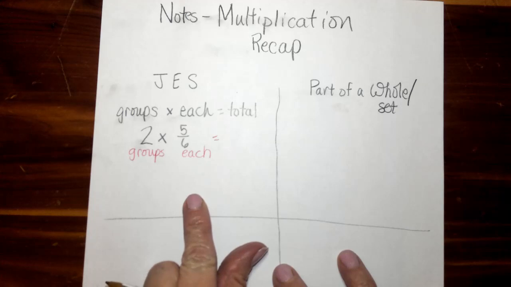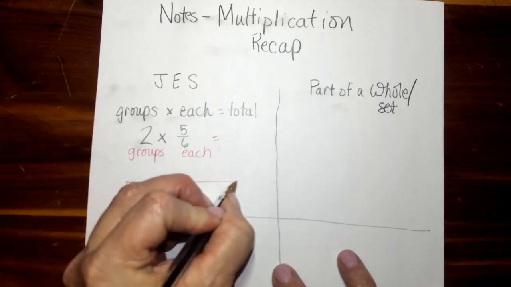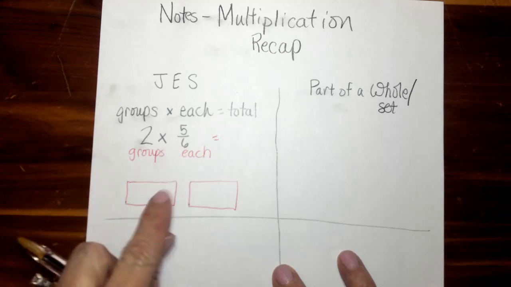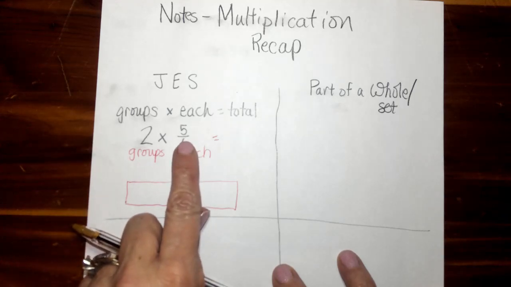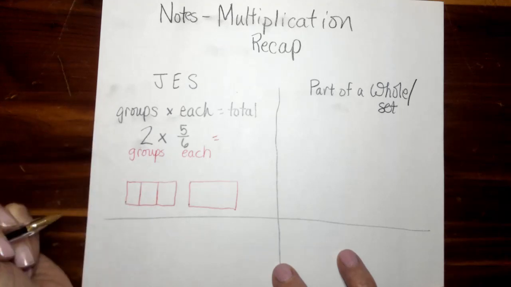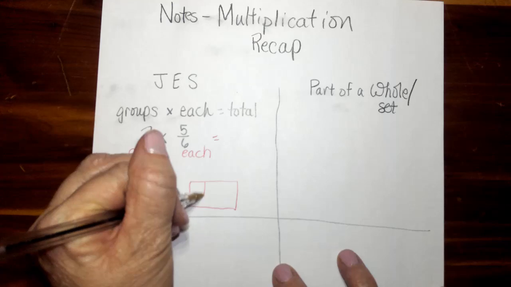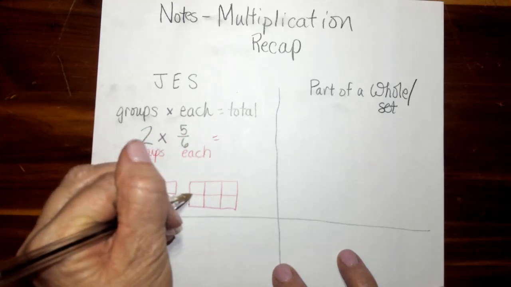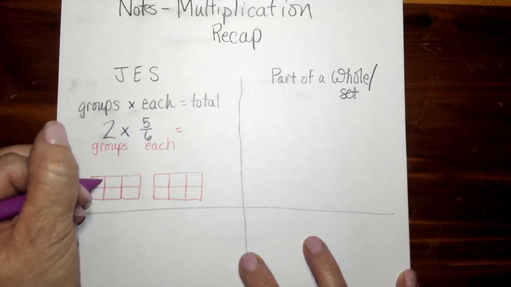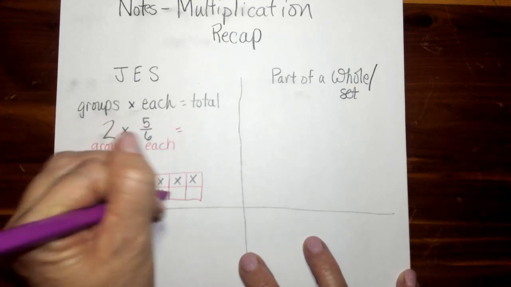So I'm going to start with my picture first. I'm going to start by drawing my 2 groups. This is group 1, and this is group 2, because I have 2 groups. What I need to do next is partition each picture into 6 equal parts and shade 5 of the 6 parts. The easiest way to do that is to first partition it into 3 equal parts and then divide it in half. So now I have 6 equal pieces. Again, partition it into 3 equal parts and then cut that in half so that I have 6 equal pieces. The next thing I want to do is shade 5/6 of each model. So I'm going to shade in 1, 2, 3, 4, 5. 1, 2, 3, 4, 5.